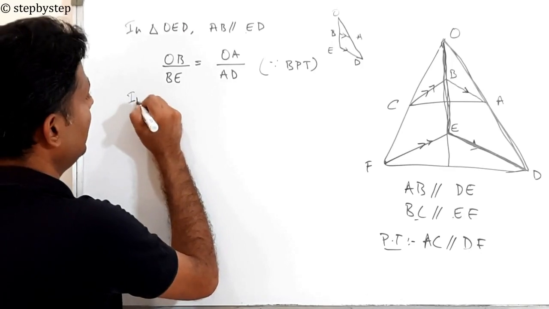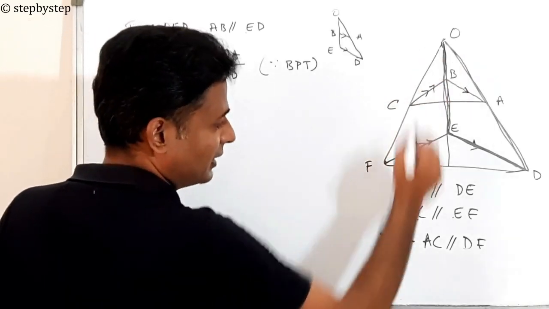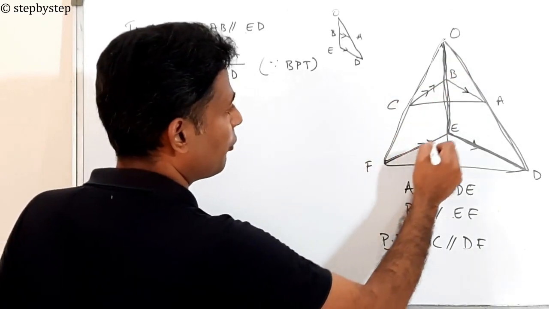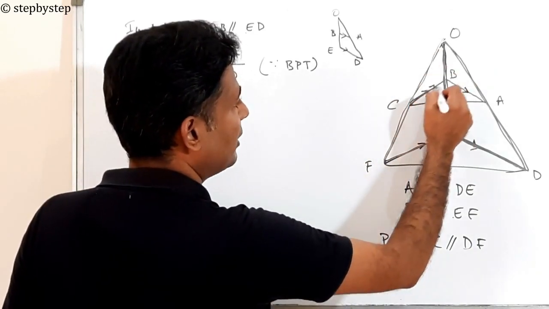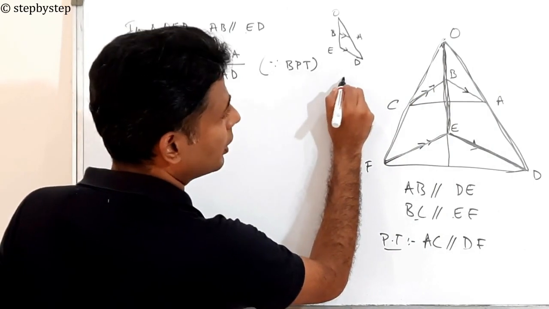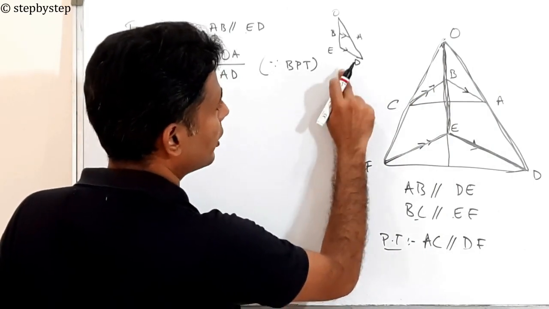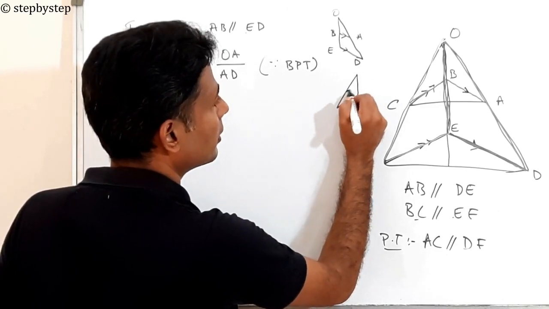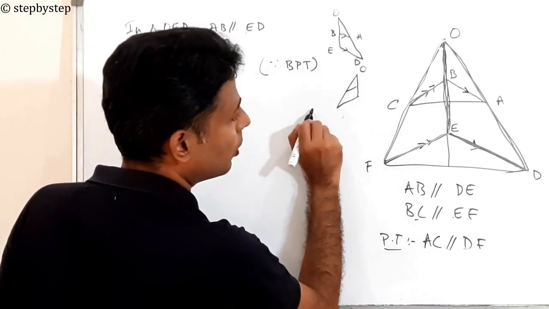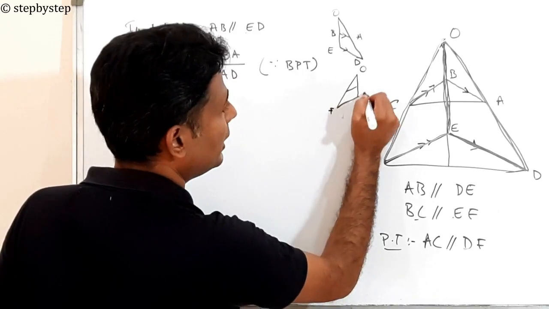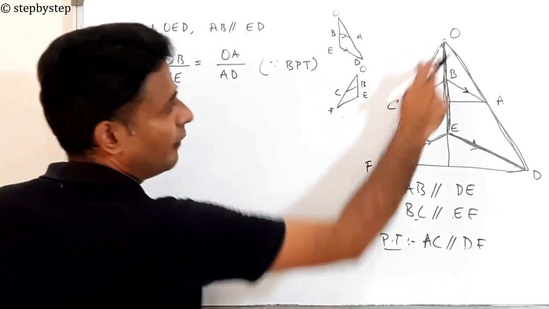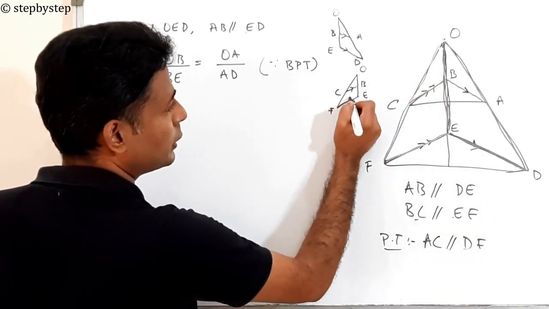Right? Then, what is the other triangle? What is the other thing they have given? BC parallel to EF. So BC and EF come in this triangle, right? So how will it look? It looks something like this. Right? And this will be O, this will be F, this will be E and C, B. So this is the triangle we have to take, and they have said this is parallel to this.